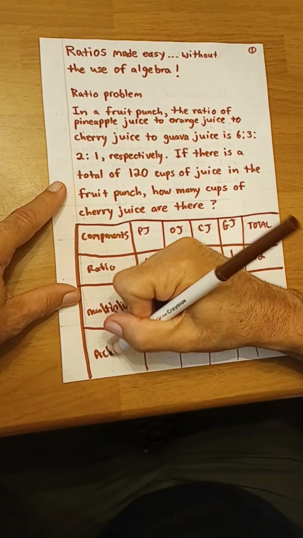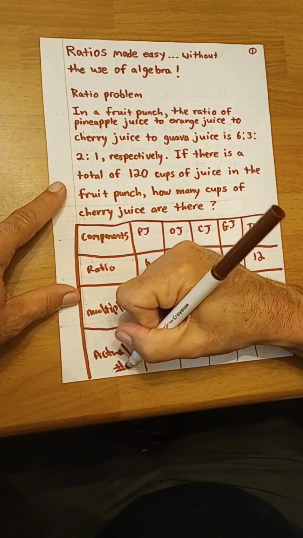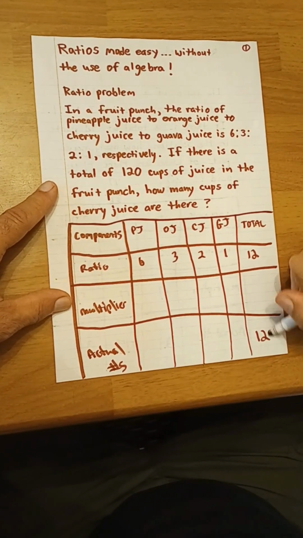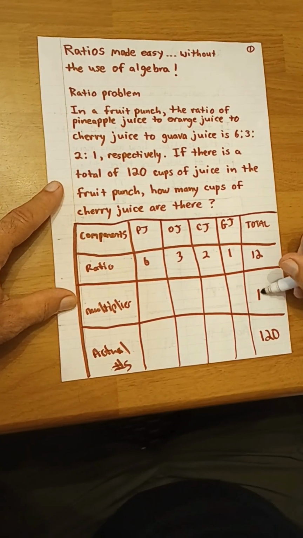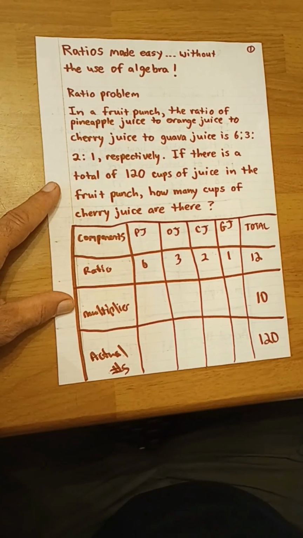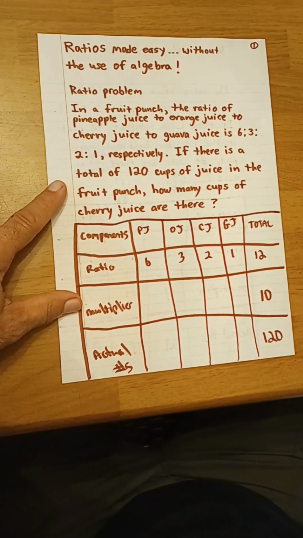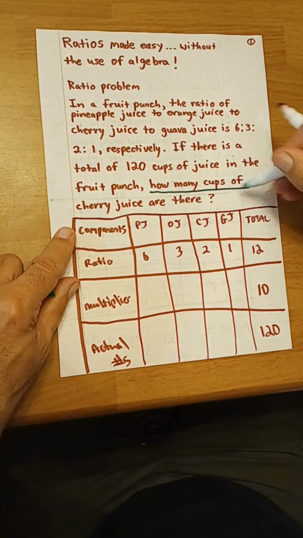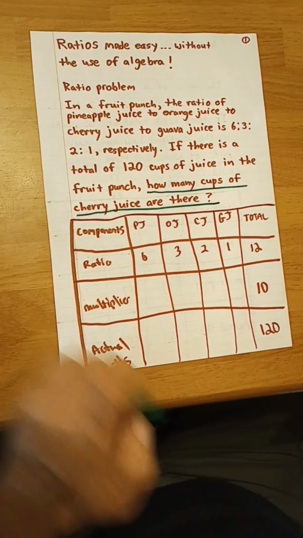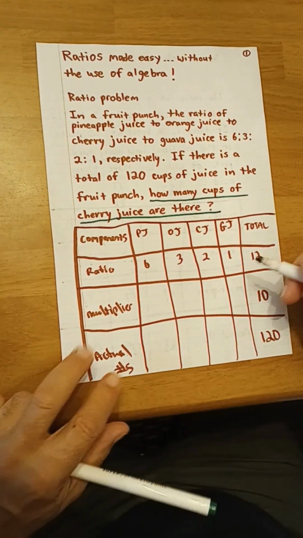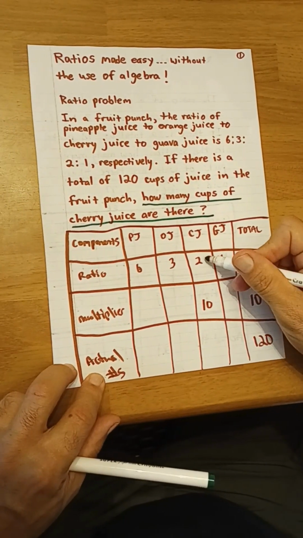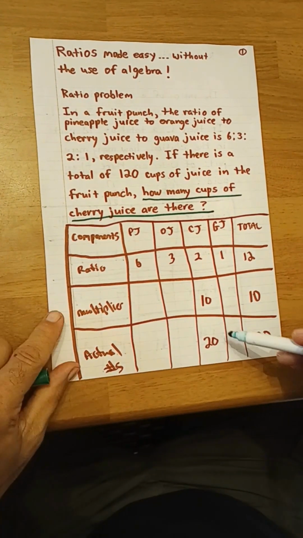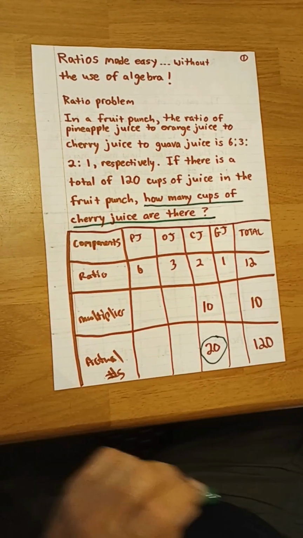Then under that, we have our multiplier and our actual numbers. Okay, well, we have 120 total cups of juice, so that's going to make our multiplier 10, because 12 times 10 is 120, right? And here we're being asked how many cups of cherry juice there are, right? So let's see here. We have our multiplier 10, then we simply multiply going down. So our answer is 20. There are 20 cups of cherry juice, right?